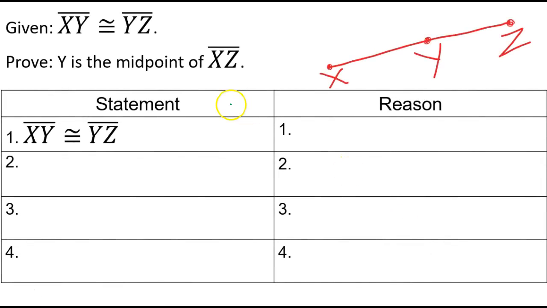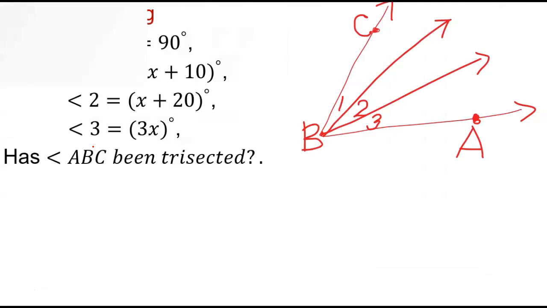Alright, a little proof. We are given segment XY congruent to YZ. So all we need to do is write the reason, which is given. Once it's given on here, you just write given in your reason. Now, before we can jump to midpoint, we have to come up with the statement that defines midpoint. What brings about midpoint?